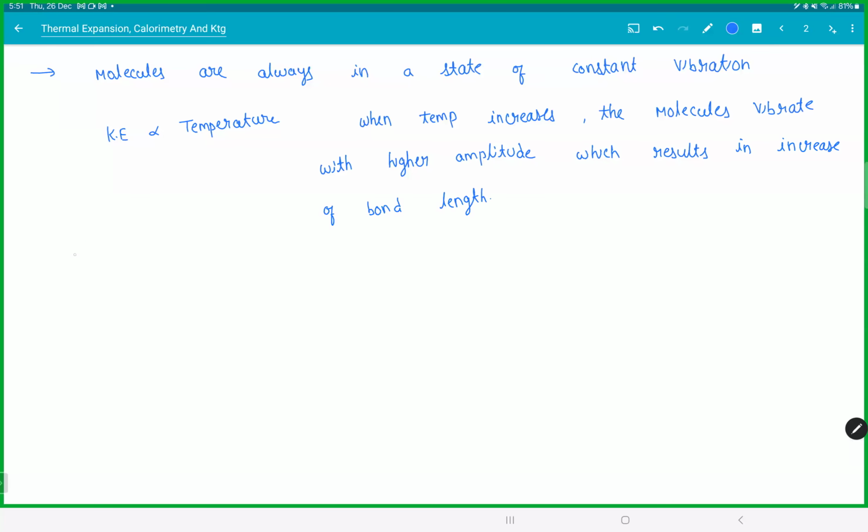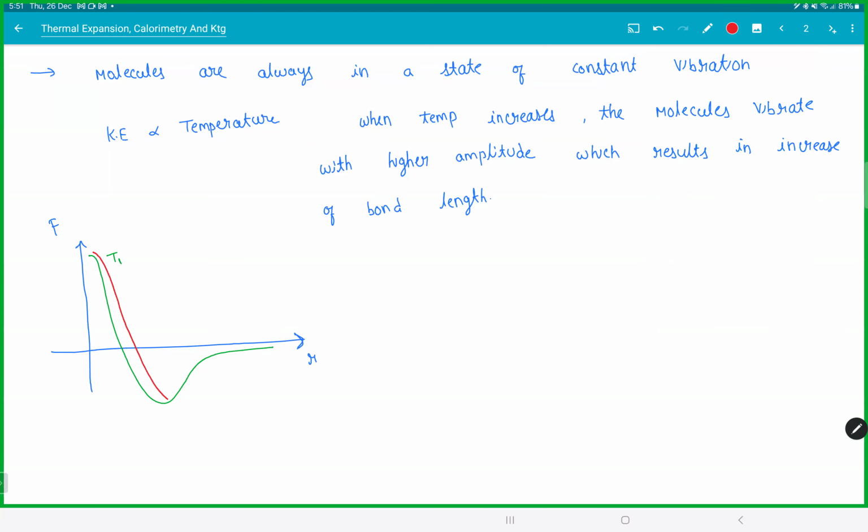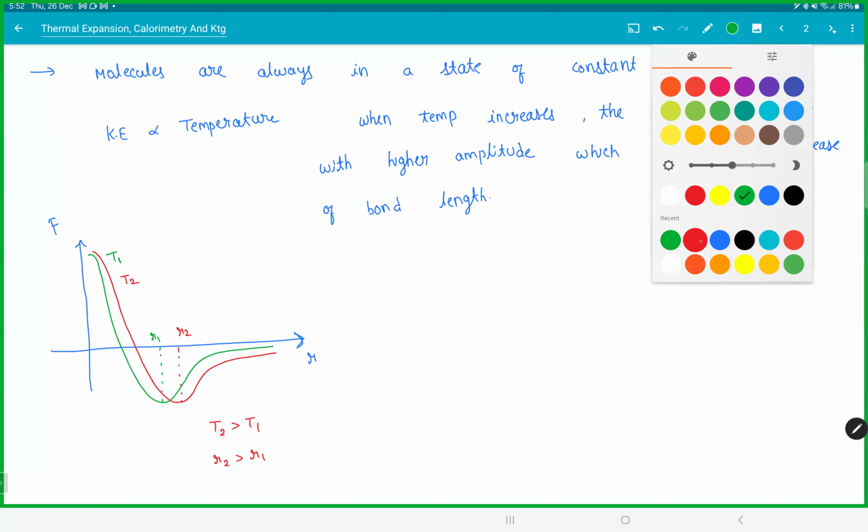So if you try to see the graph again, the force versus R graph, if this is temperature T1, this would be temperature T2. You can clearly see the bond length R2 here. So T2 is greater than T1; if you have higher temperature, then R2 becomes greater than R1. So the molecules will need a little extra space in order to be in a natural state. So whenever you try to increase the temperature of the body, this is what would happen.